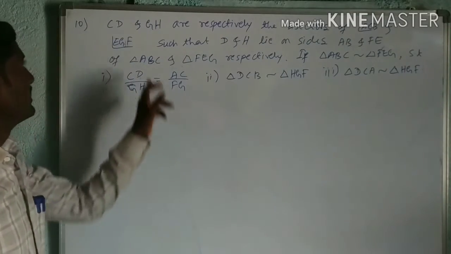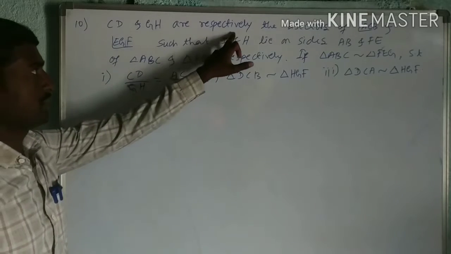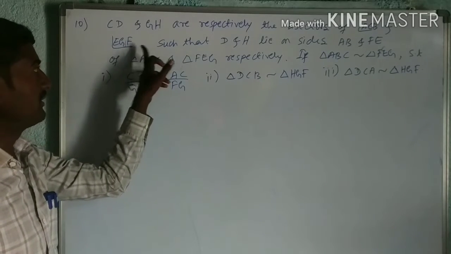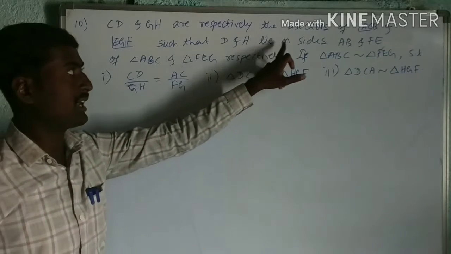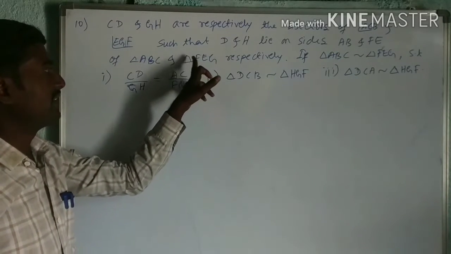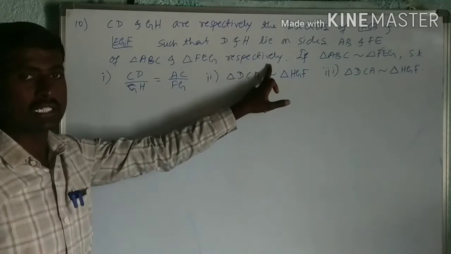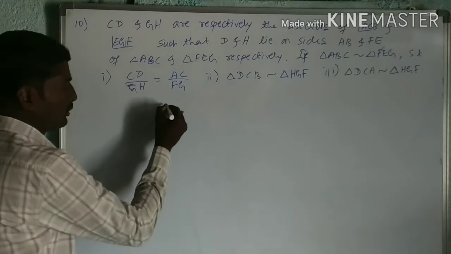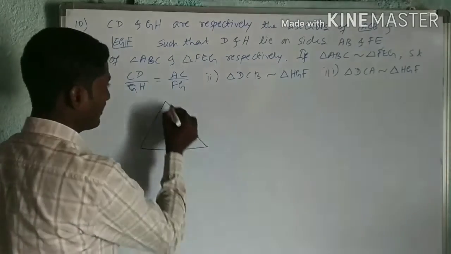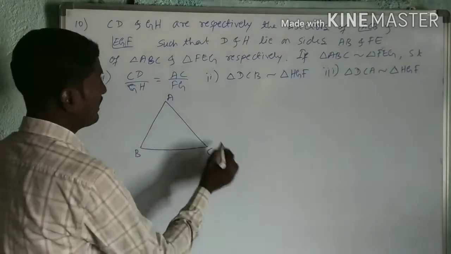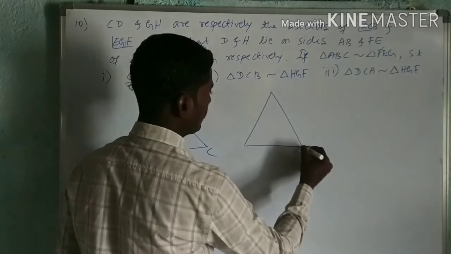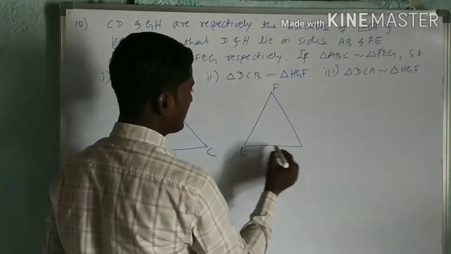Next question. CD and GH are respectively the bisectors of angle ACB and EGF such that D and H lie on the sides AB and FE of triangle ABC and triangle FEG respectively. First I have to draw two triangles. This is the first triangle, ABC. Another triangle, FEG.